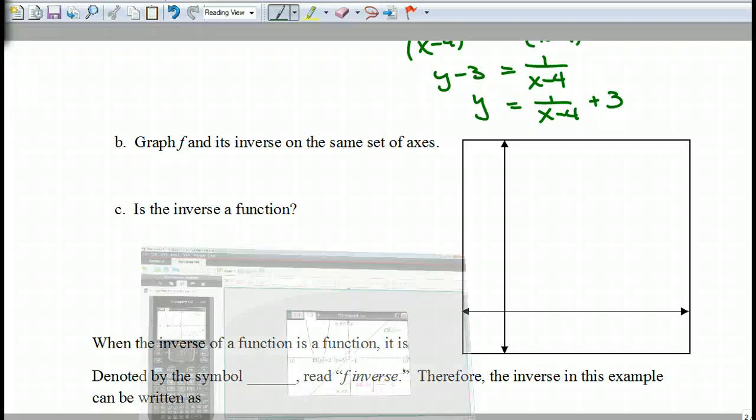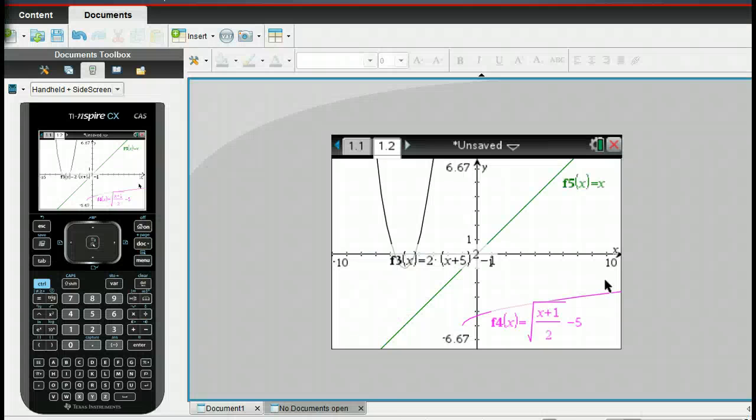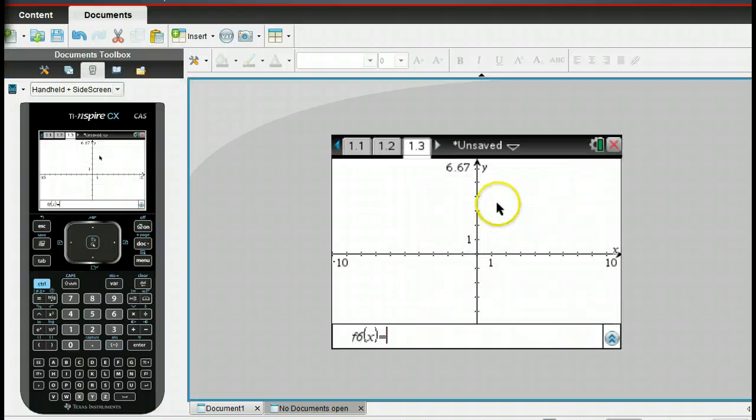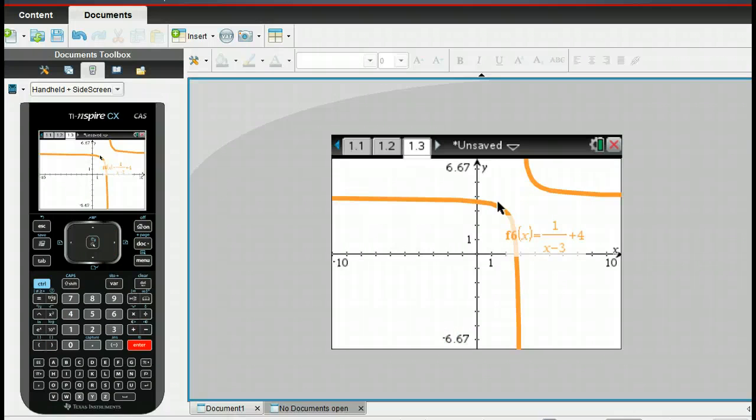We're going to use the cast to record what we just did. So I'm going to open a new document, insert a graph. First of all, let's graph the original function. So this is going to be 1 divided by x minus 3, plus 4. Okay, so here we are. There's the first function.